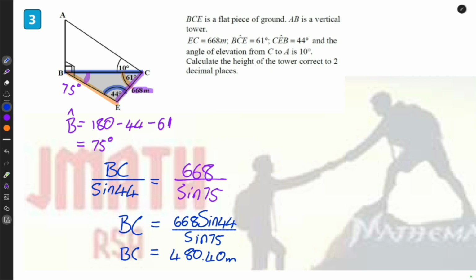Now that I have the size of BC, I can go to the white triangle, and then I can do opposite over adjacent, so I can use tan in that triangle because it's a 90 degree, or I can use the sine or cos rule again. It is really your choice. Just for the purposes of these videos, I'm going to take the long way, but please, if you're comfortable with the shortcut, please take the shortcut.